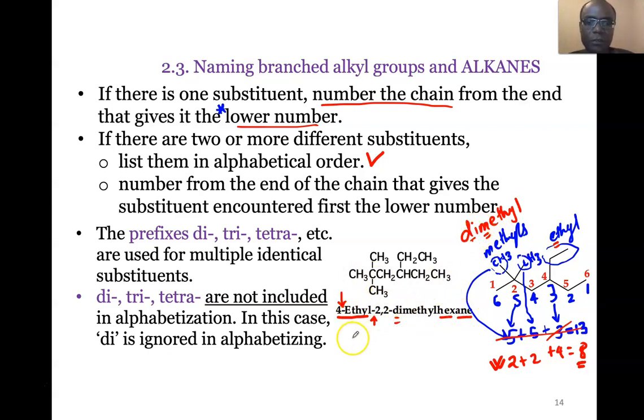So the official IUPAC name, International Union of Pure and Applied Chemistry, the IUPAC name for this molecule, which happens to be this molecule, okay, that's your ethyl, and these are your methyls, just the same thing. The IUPAC name will be 4-ethyl-2,2-dimethylhexane.